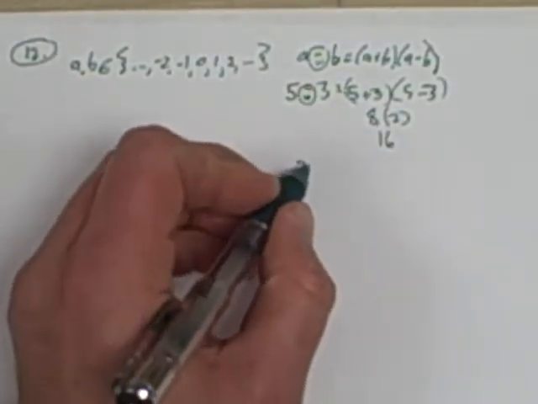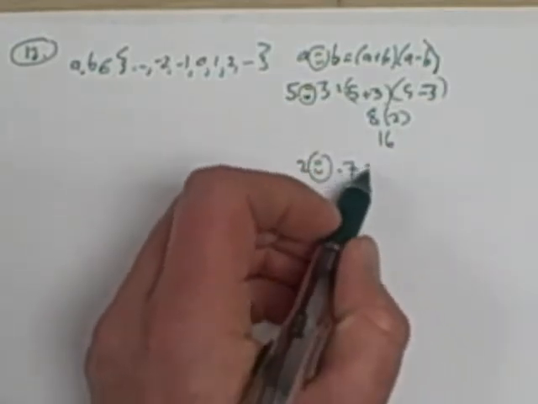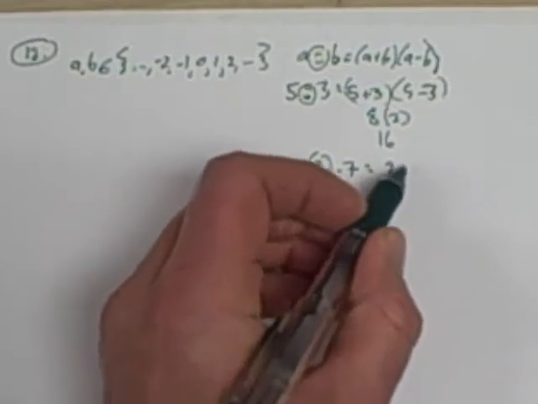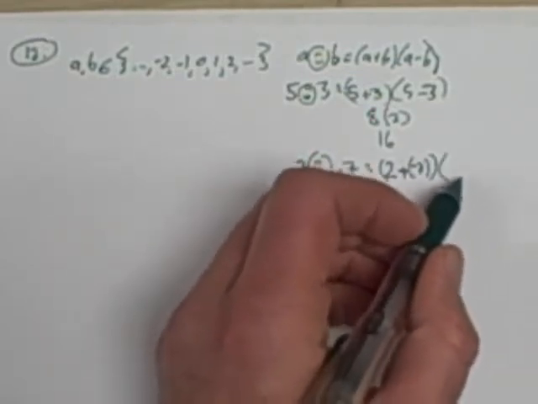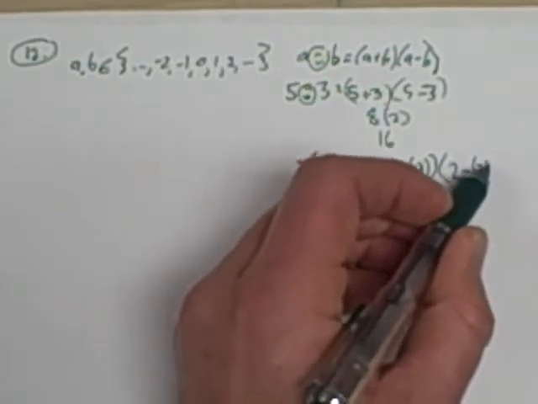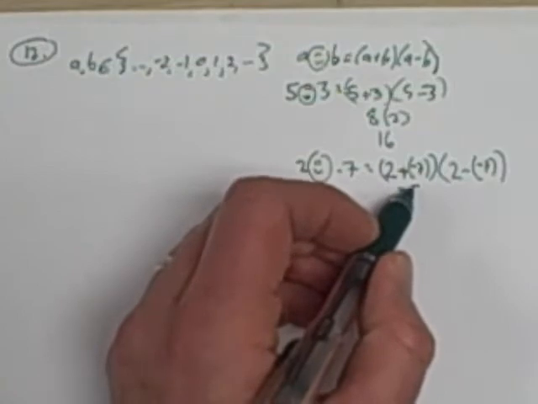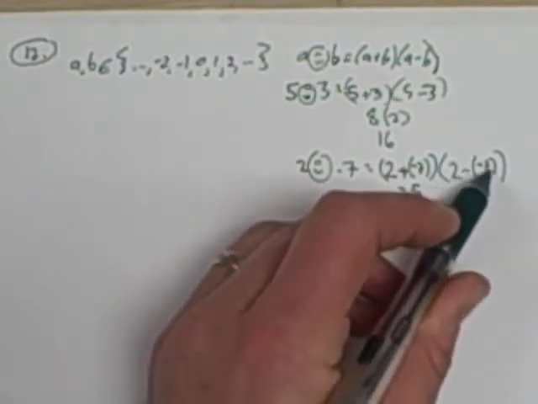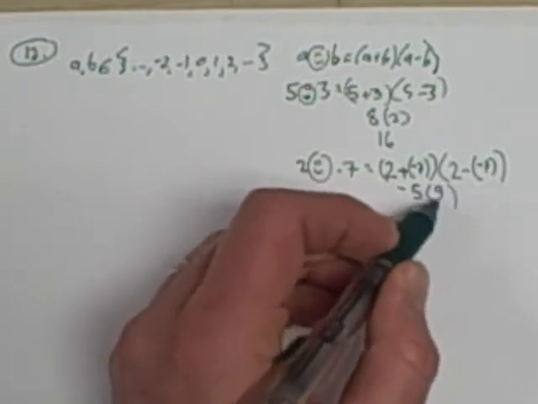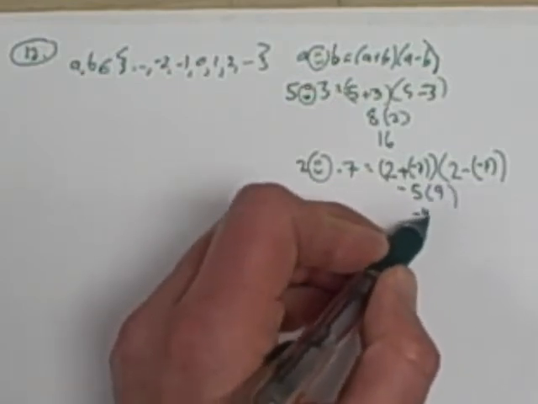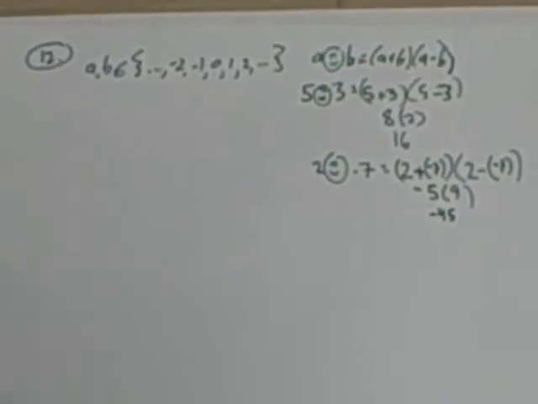Or if I had something like 2 smiley face negative 7, that would be 2 plus negative 7 times 2 minus negative 7. So 2 plus negative 7, what's that? Negative 5. 2 minus negative 7 is 9. Negative 5 times 9 gives me a negative 45. So that's how that operation works. So let's look through the test.